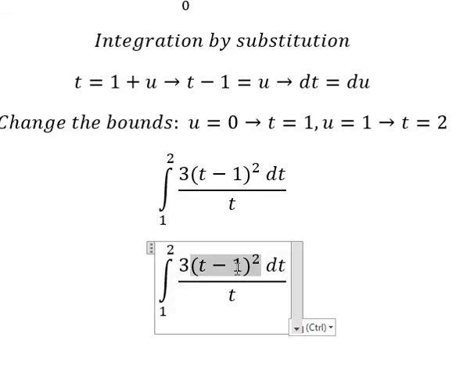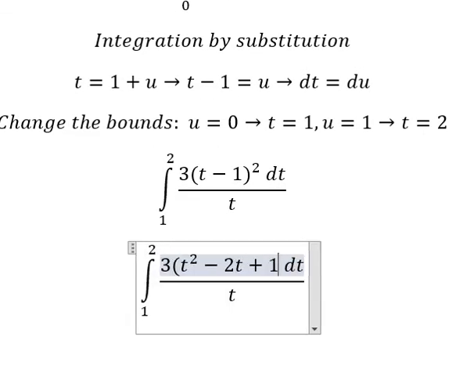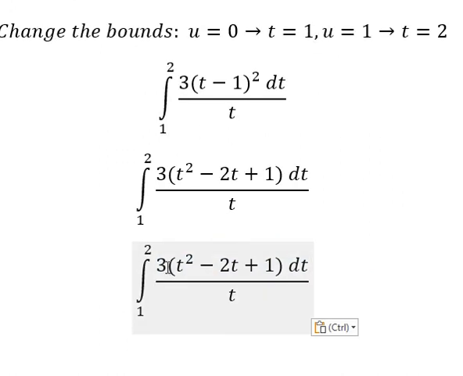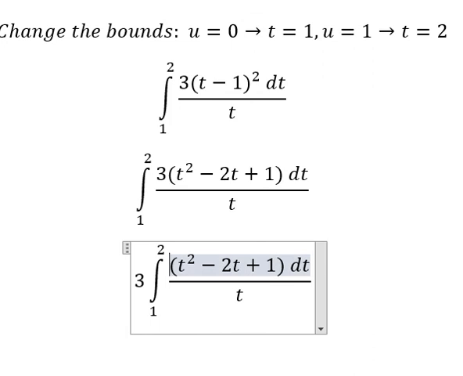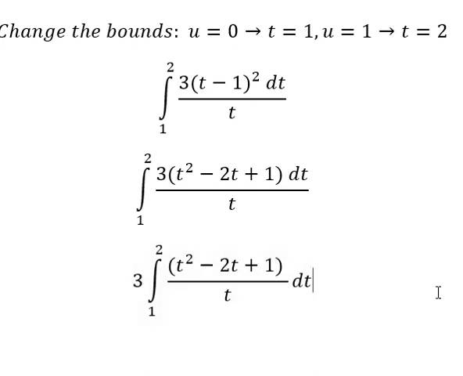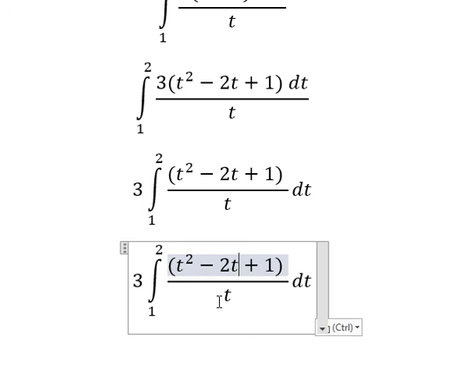Next, we need to expand this one. The 3 I will put in here, and dt I will put in here. So t squared divided by t, we have t. t divided by t, we have negative 2. 1 over t, we keep the same.